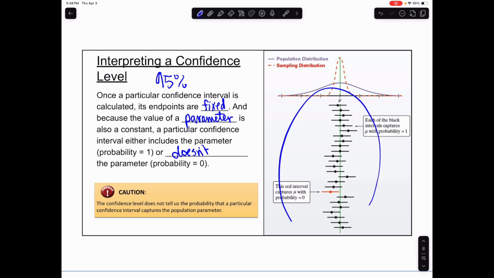So here's all of those intervals, right? And then we had one that did not capture the true mean in this case. And that gives you a sense of percentage. So the percentage that are black, that's the confidence level.